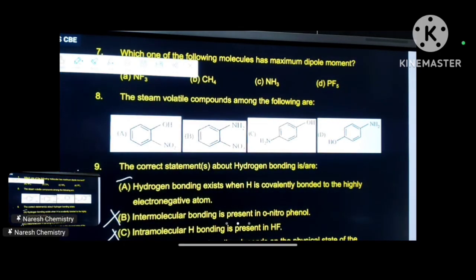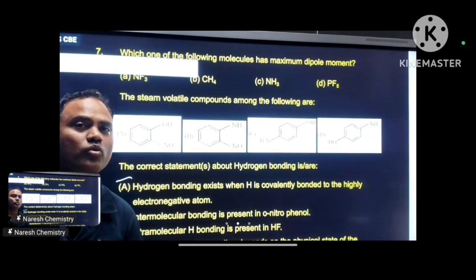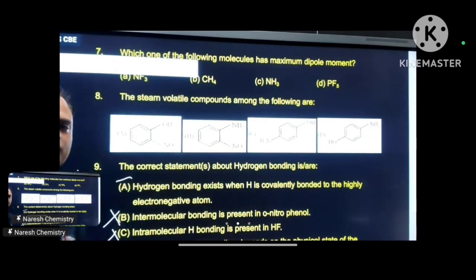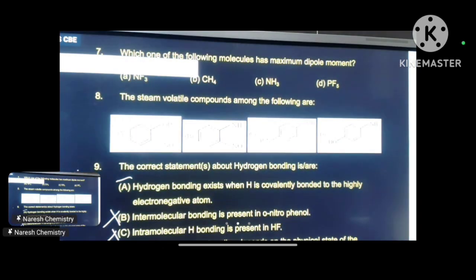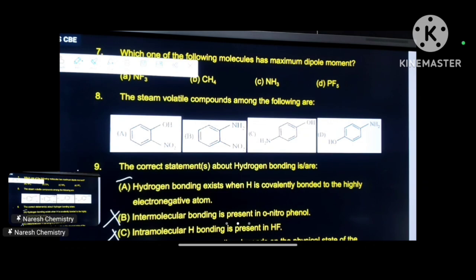What about: the magnitude of hydrogen bonding depends upon the physical state of the compound. Who will tell this? Who listened to the class? Tell me what example I gave to you. Sorry. Okay.